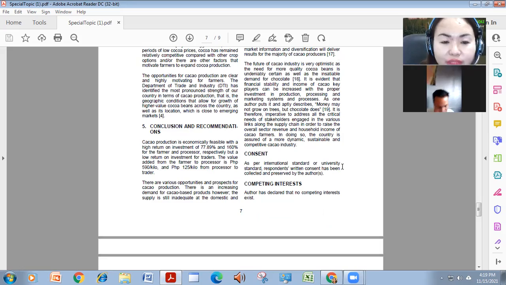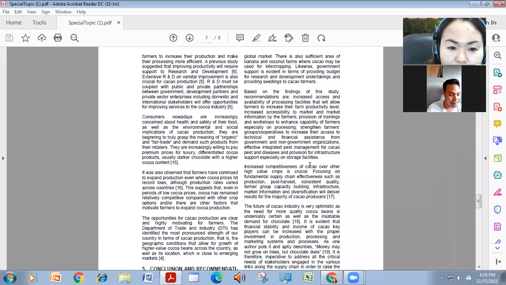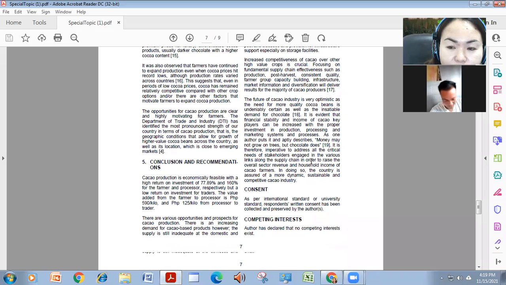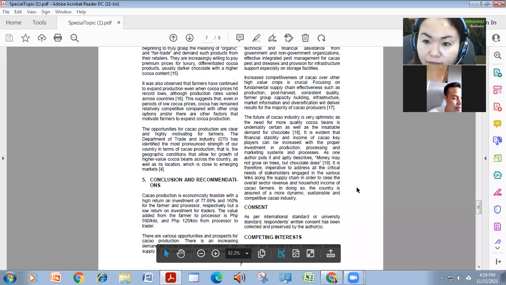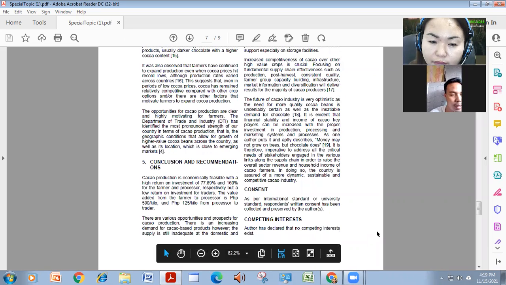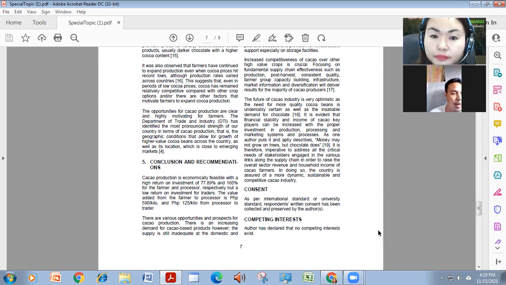Okay, so anong conclusion natin? Ano yung conclusion and recommendation? Cocoa products are economically possible with a high return on the investment of 77.89% and 160% for the farmers and processors respectively, but low return on the investment for traders.